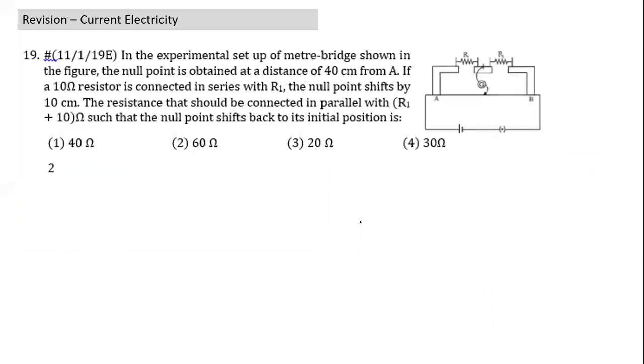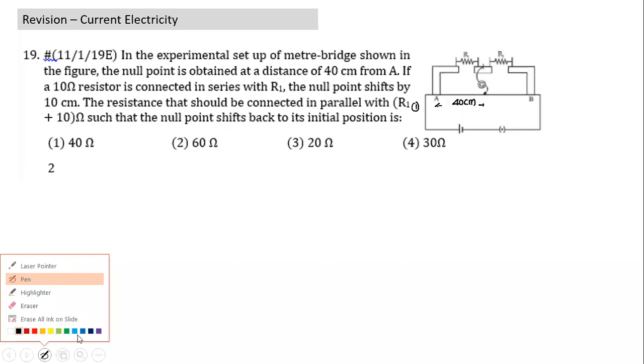Okay, so let's look at some simple questions based on this. In the experimental set of the meter bridge shown in the figure, the null point is obtained at a distance of 40 centimeter from A. So we obtain a null point at 40 centimeter. We know what it implies here. This is state 1. Now something else is done here.